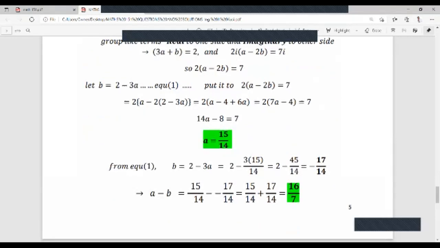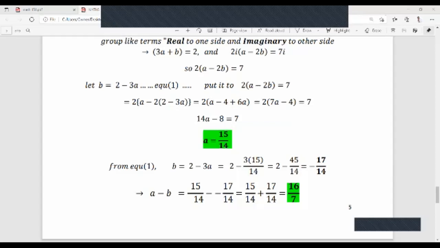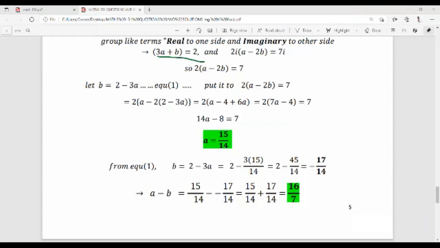Do you remember that? Yeah. Here on this side, we decided to make B the subject. And that resulted in equation 1. Okay, and that makes B equals 2 minus 3A, right?